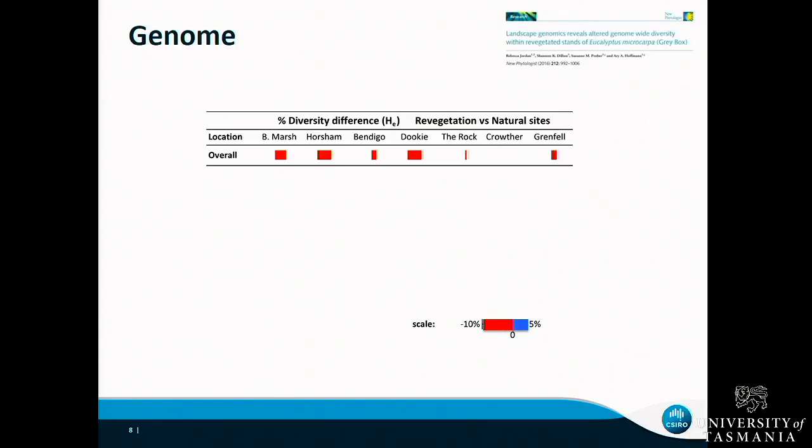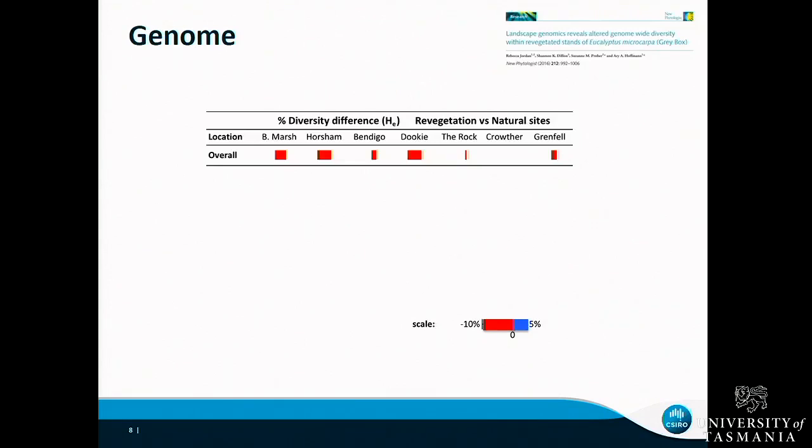So this is just a different representation of that previous graph I've shown you. It's comparing the level of site diversity in the revegetation site compared to the natural site. So the red bar is showing a decrease in diversity in the re-veg compared to the natural. And so you can see each of those has varying degrees of lower diversity, with, again, the Rock and Crowther having very similar levels of diversity. But that's a genome-wide average.